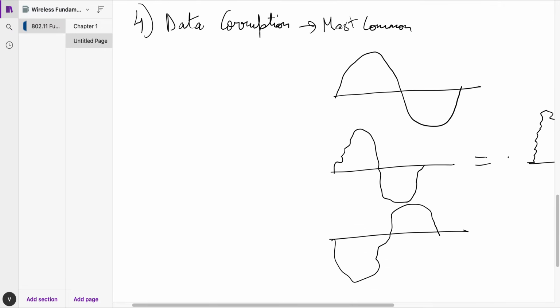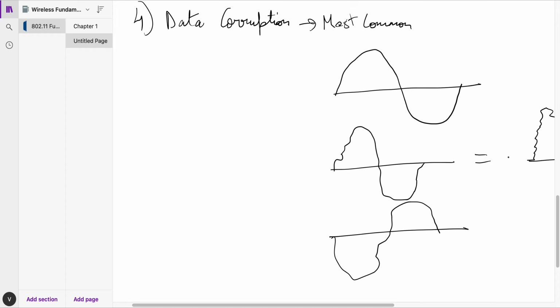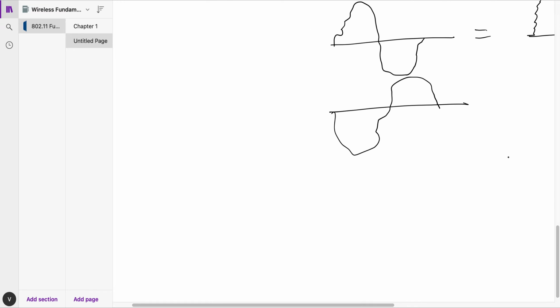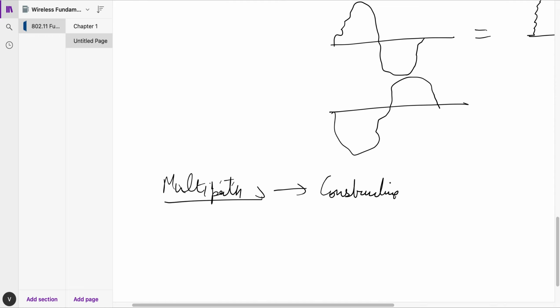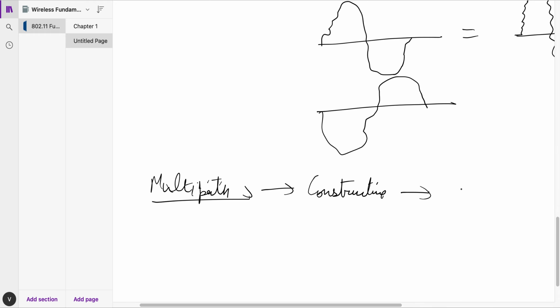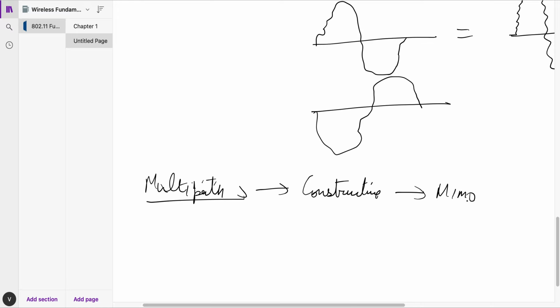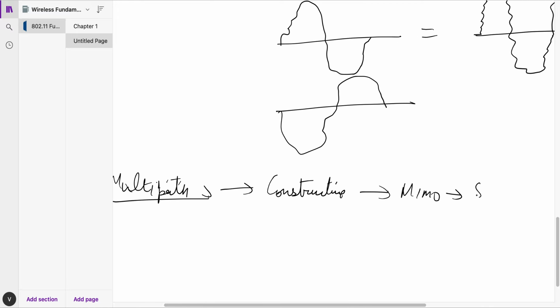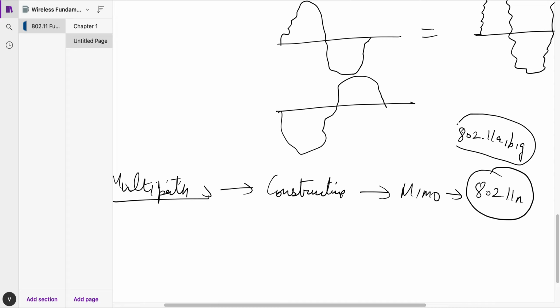As we moved quite advanced in Wi-Fi, we have done a lot of advancements. We are now able to make sure that multipath can always be constructive for us. That technology is called multiple-input, multiple-output. It was launched in 802.11n. Before this, that is in 802.11 a/b/g, we'll discuss more about this though.